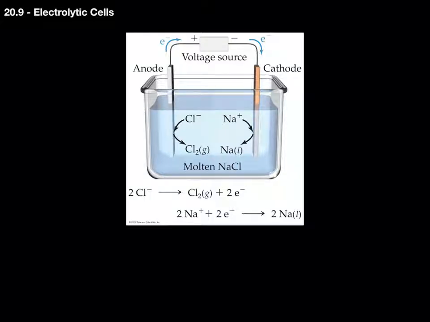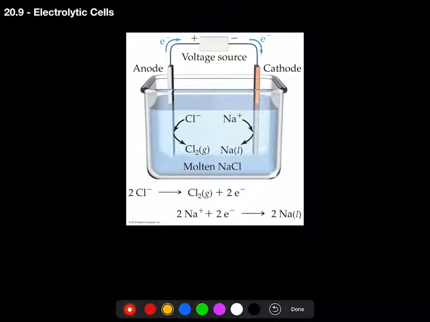Hello AP Chemistry and welcome to the very last section for Chapter 20, electrolytic cells. So here is where we take what we've been talking about and we flip it all in the other direction. We have talked all chapter about galvanic cells, which have a positive E0 value, and happen on their own without any outside intervention.